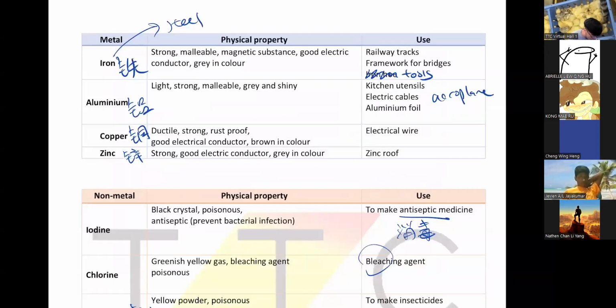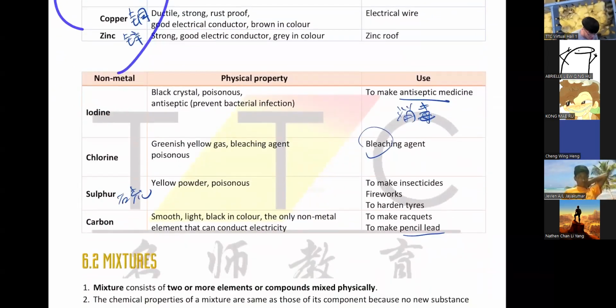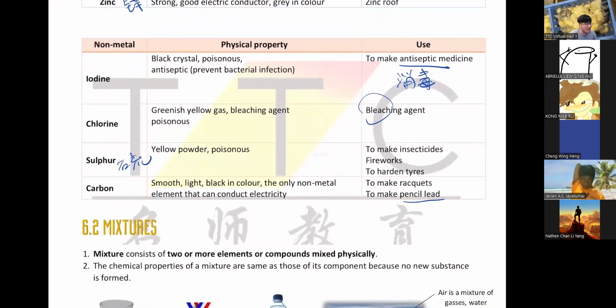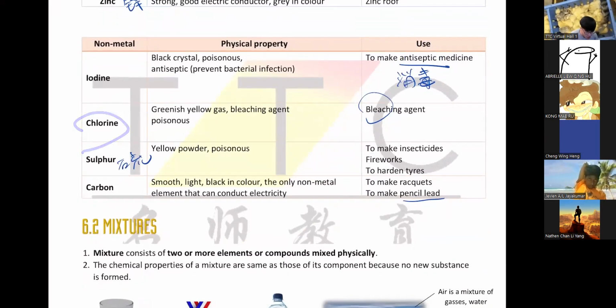So these are the famous metals lah. Let's look at non-metals. What are some famous non-metals? Like I said, iodine, we use it as an antiseptic, you put it on your wound. Next, chlorine, we use it as bleach, we put it in swimming pools. You know that smelly swimming pool smell? It kind of smells like bleach, right? Because they're the same thing.